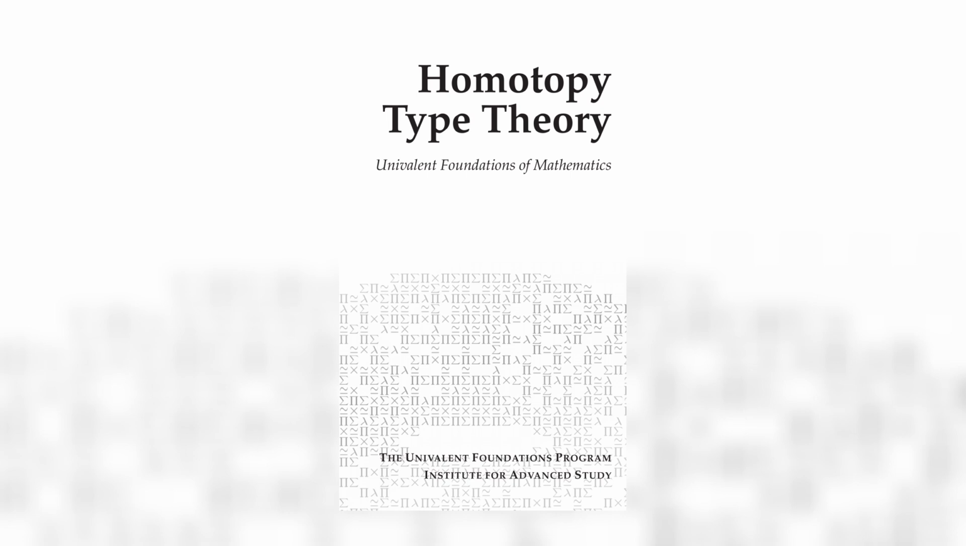The whole chapter turns on a single judgment, written a : A, which reads, a is a term of type A. It looks like the membership statement a is an element of A, but it is categorically unlike it. A judgment lives in the meta-theory. It is external, and it cannot be negated or disproved the way the internal proposition that a is an element of A can.